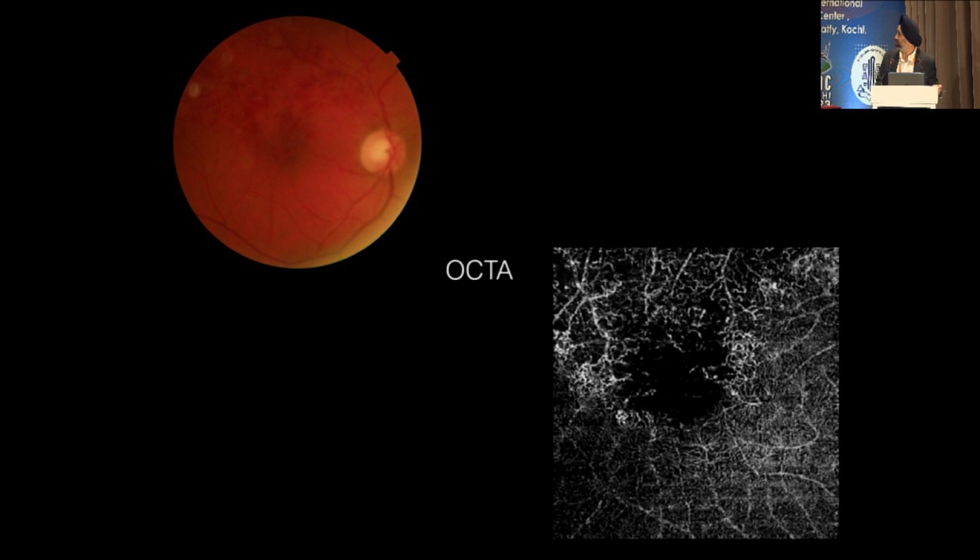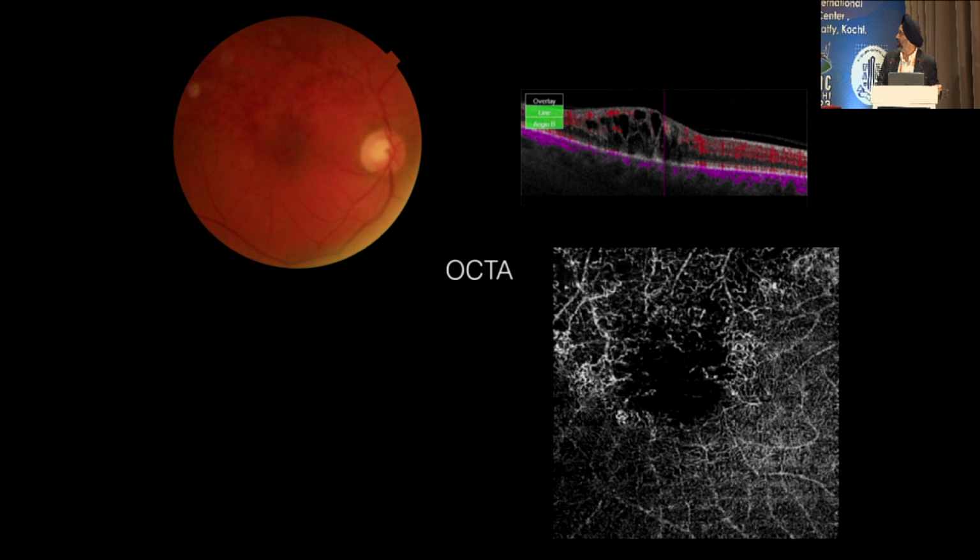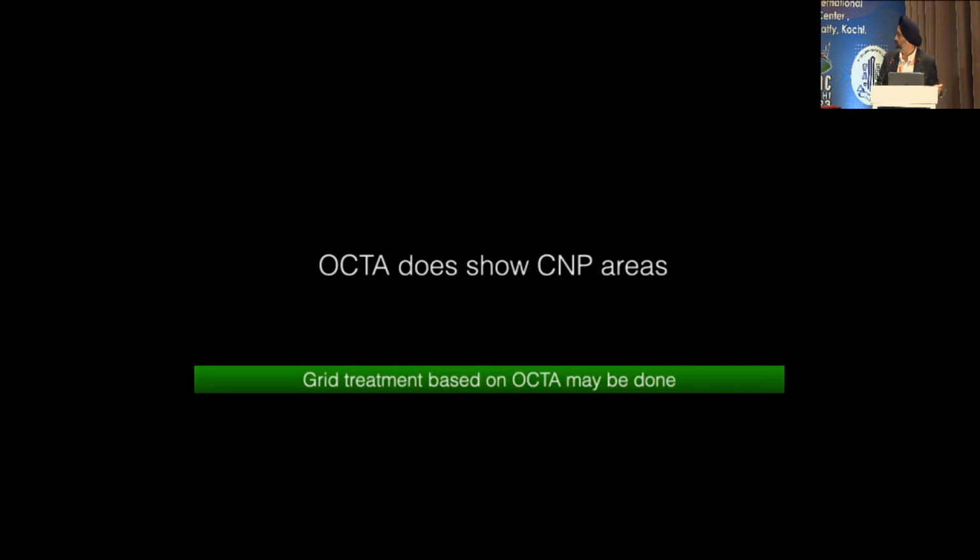FFA there. So this is again a relatively fresh BRVO patient. You see that there is a disturbance in the capillaries seen in the macular area, and the FAZ is broken, and you have this kind of macular edema. So the patient refuses anti-VEGF. So I can do grid laser seeing the OCTA in these patients. So grid treatment based on OCTA may be done in case of a BRVO.